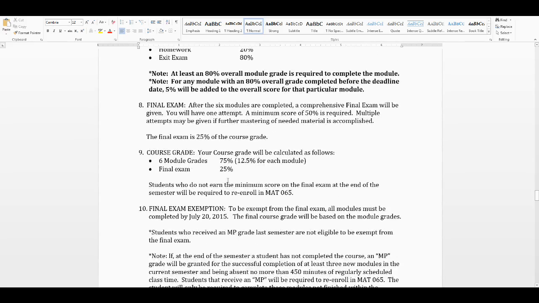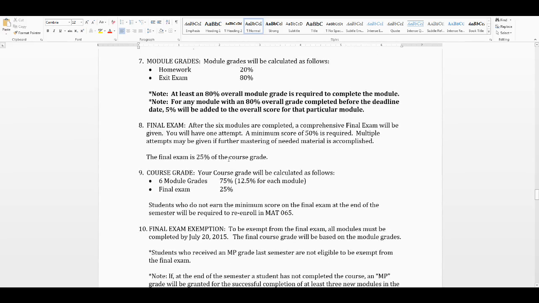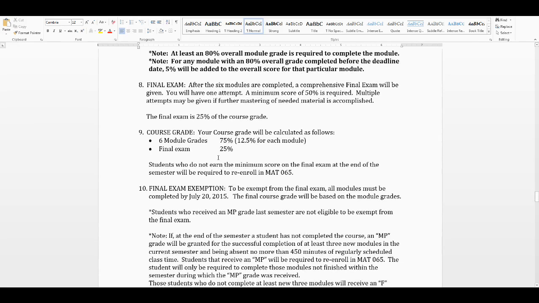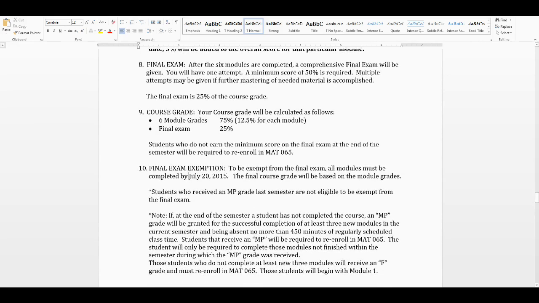Final exam. And once again, it's 25% of the final grade. You must make a 50 on it. Final exam exemption. This is what I was looking for. July the 20th. If you finish all your modules in any class by July the 20th, you are not required to take the final exam, and your final grade will be the average of the module grades.